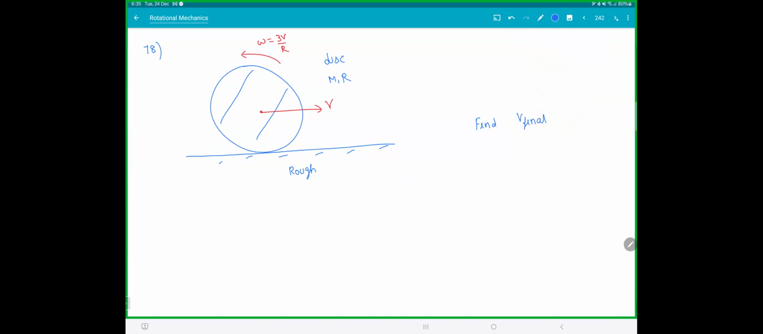Let's get this. Same thing as the previous one, but I just increased it, I just gave an extra omega also. Idea is still the same. Torque about any point on the ground is zero.